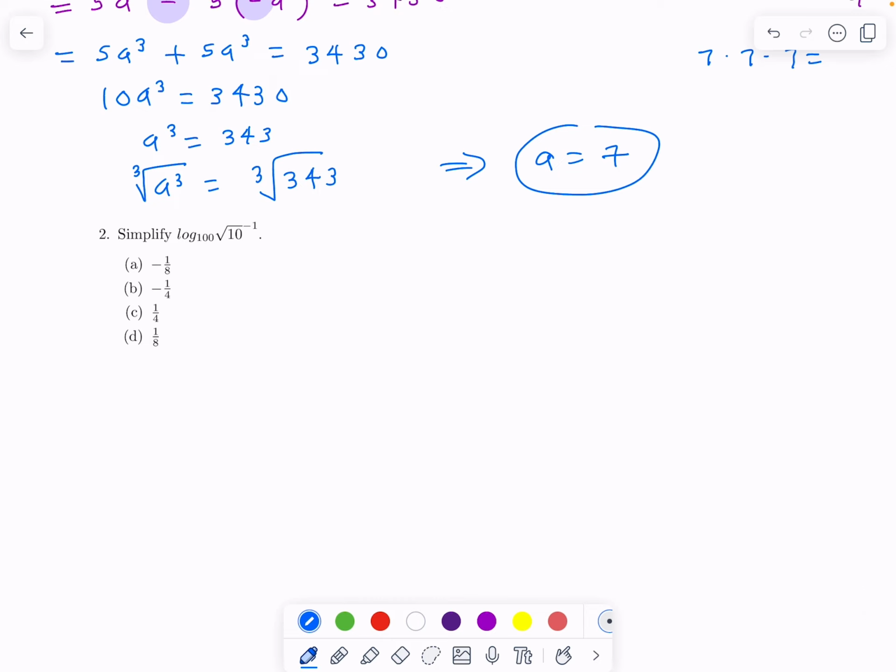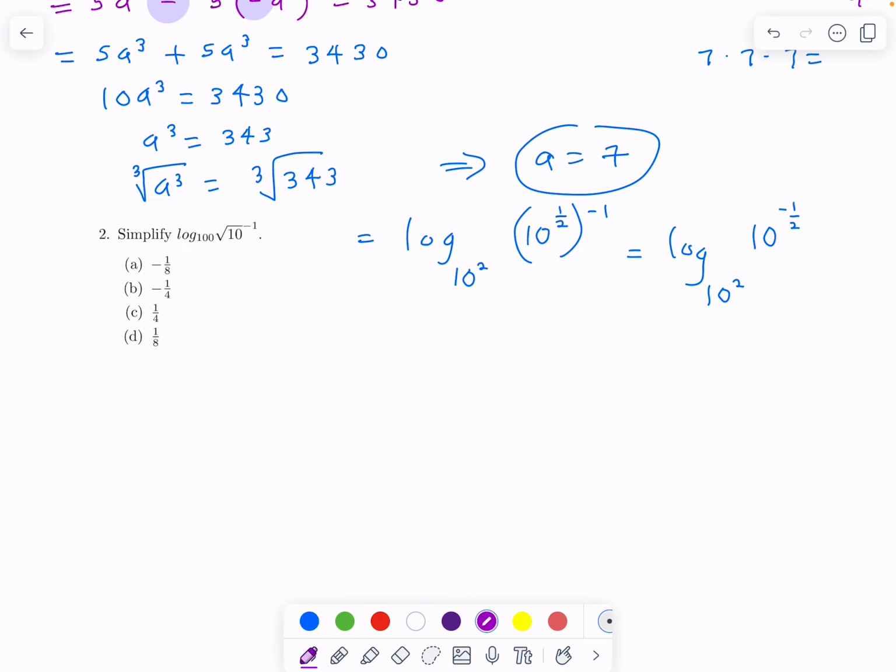This is a problem on logarithm, right? If you have a problem like this, one of the first things you want to do is rewrite 100 as 10 to the power of 2, and rewrite the square root of 10 as 10 to the power of 1 over 2, right? Then I have my negative 1 there, to the power of negative 1. So this is just going to be equal to log of 10 to the power of 2, 10 to the power of negative 1 over 2, right?